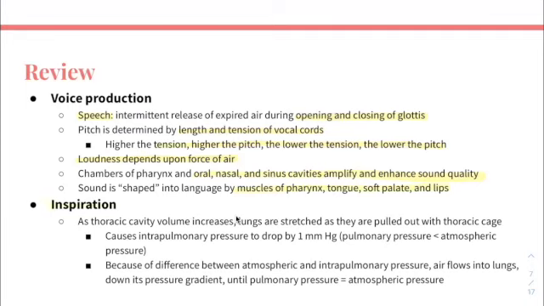So when you inspire, your rib cage expands, so that whole thoracic cavity gets bigger. Your lungs get stretched as air goes into the lungs. Intrapulmonary pressure drops by 1 millimeter of mercury, so pulmonary pressure is less than atmospheric pressure. Because of these two differences, that's what causes air to flow into the lungs, because our goal is to get pulmonary pressure equal to atmospheric pressure.